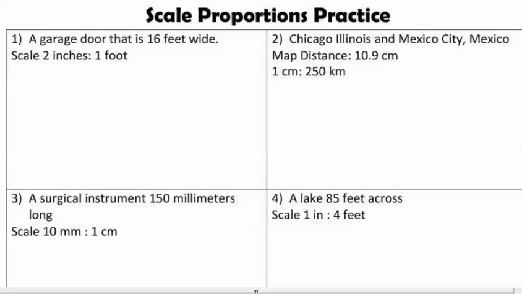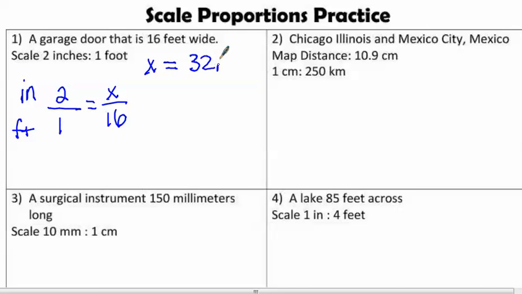Let's talk about scale proportions. For scale proportions, you need to write what you know first. Or in other words, write the scale. A garage door is 16 feet wide. The scale is 2 inches to every foot. So I'm going to write my conversion first. Then I'm going to write what I need to find out. So if it's 16 feet, I need to find out the inches. Cross multiply and solve.